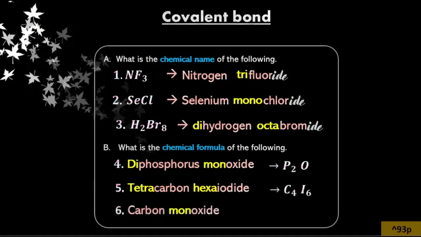Last one, we have carbon monoxide. So identify first the symbol of the element. We have carbon C, oxide is O. Since the number of atoms in each element is only 1, therefore the answer is only CO.